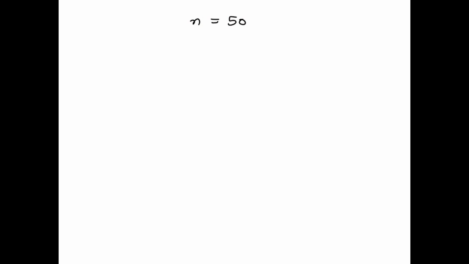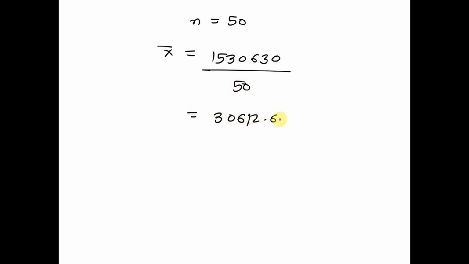So first we find the value of the sample mean, x bar, equals the summation of all 50 observations, 1530630, divided by 50, which becomes equal to 30,612.60. The standard deviation s equals 2258.5115. So we have to find the 95% confidence interval for the population mean mu.